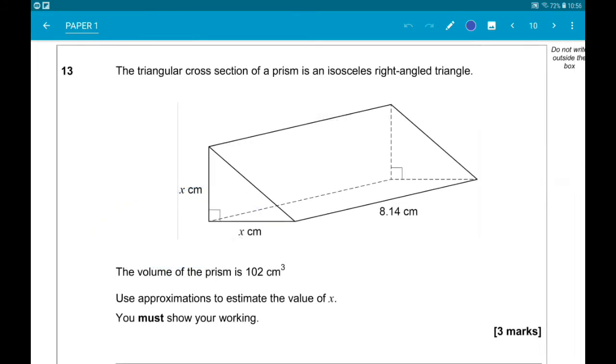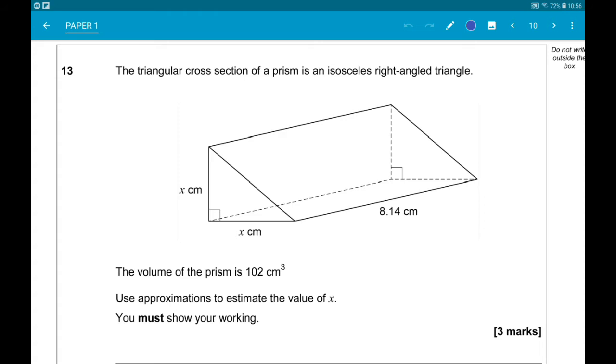Okay, number 13. The triangular cross-section of a prism is an isosceles right-angled triangle. We can see the sides are length x centimeters. We're told the volume of the prism is 102 centimeters cubed. The length is 8.14 centimeters. Use approximations, very important, to estimate the value of x.